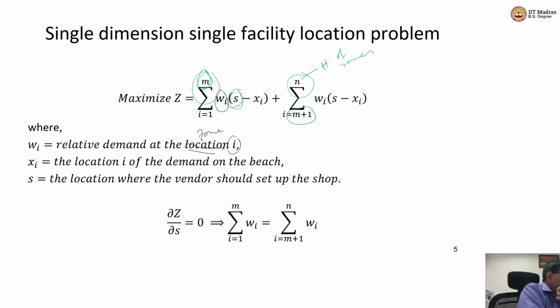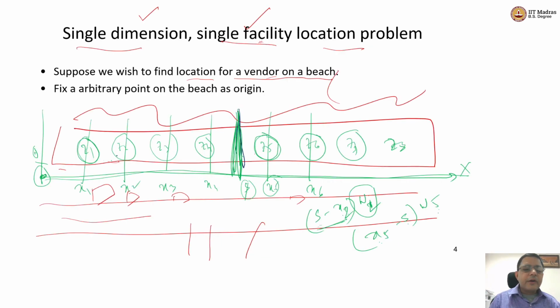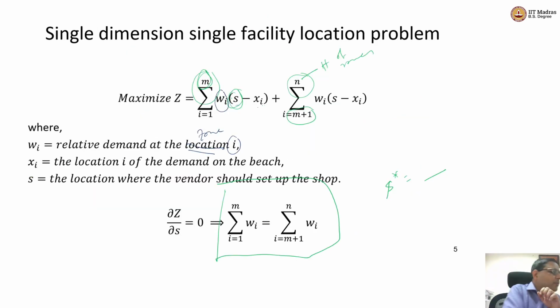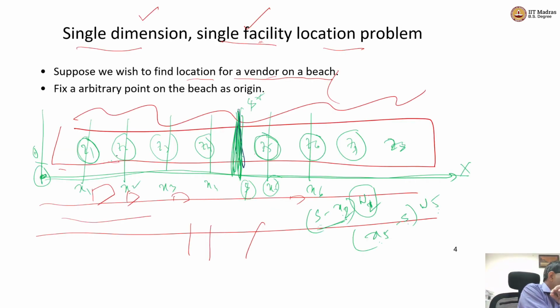And therefore, what is the optimal solution? Ideally, I would have hoped to get an equation like s star equal to something, right? I was hoping that the optimization problem tells me what should be the optimal location of my facility. I did not get it in this format, but I got it indirectly. The optimal location of the facility should be such that the total weight on the left of the facility is equal to the total weight on the right side. The total number of customers on the left of the facility should be equal to the total number of customers on the right of the facility.